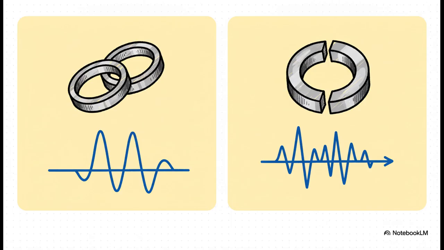Let's break it down. Slip rings. These are two solid, continuous rings. Their only job is to get the current out of the rotating part smoothly. They give you a standard AC output. The analogy? They're like wedding rings, smooth and continuous.